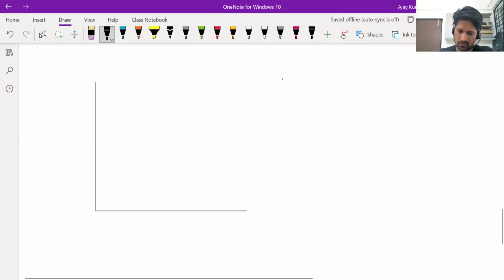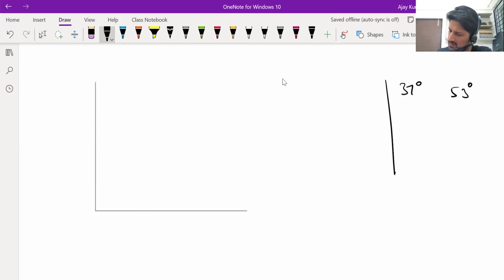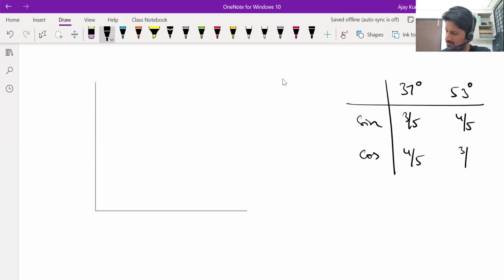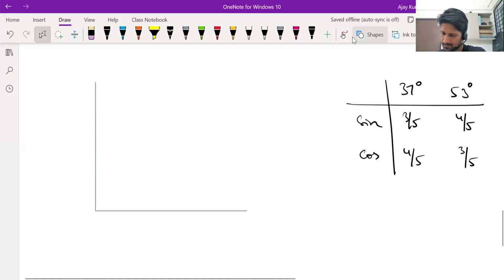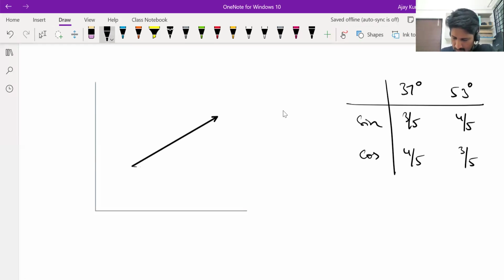I hope you remember those values, 37 degrees and 53 degrees. We'll be using them frequently. I'll just write them here for now. Sine 37 degrees is 3 by 5, sine 53 degrees is 4 by 5. Cos 37 degrees is 4 by 5 and cos 53 degrees is 3 by 5. Let's consider a vector like this and assume it makes an angle 37 degrees with the x-axis. Then you can find out how much it makes with the y-axis. So we know both angles. If one is given, the other is indirectly given. Assume this thing's magnitude is 20 units.